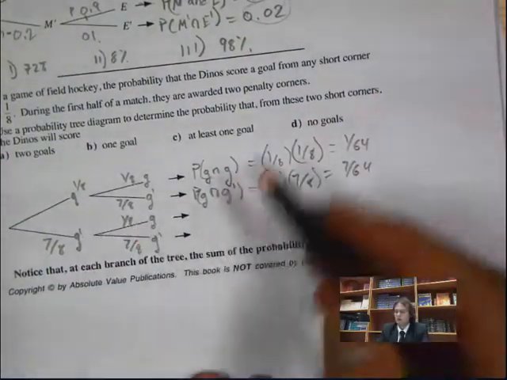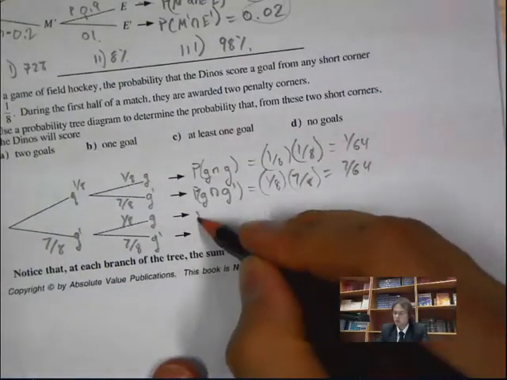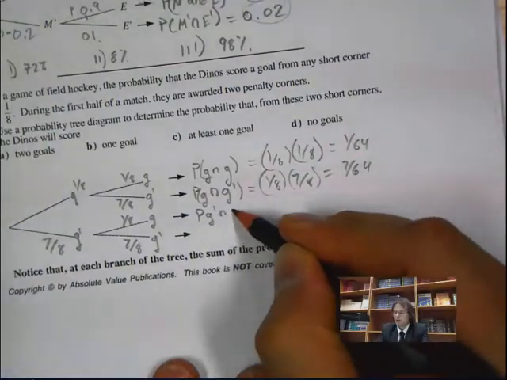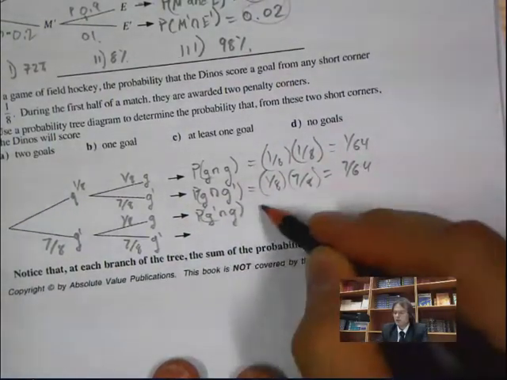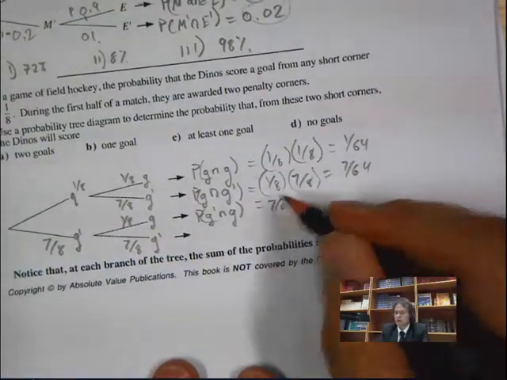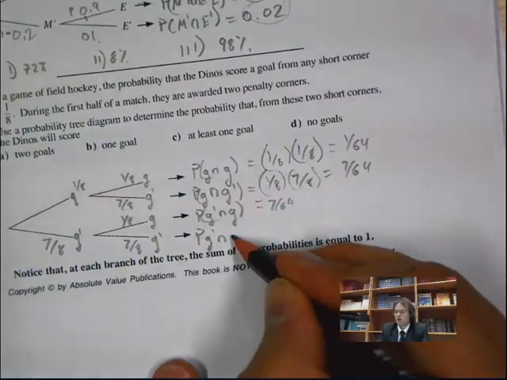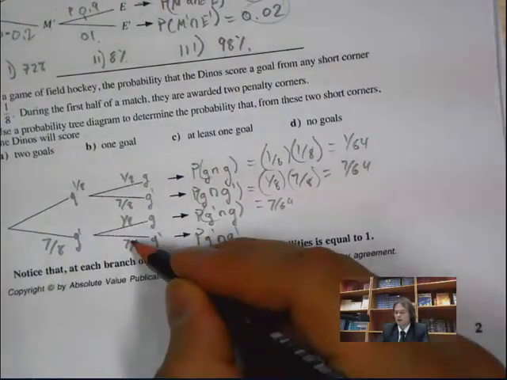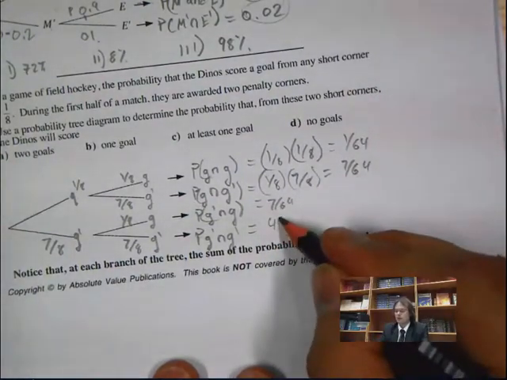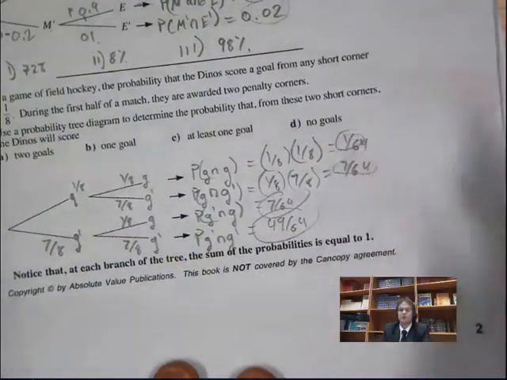And now we're going to do one more. Probability of 1 goal. So probability of a not a goal and a goal is actually going to be the same as this because it's 7 in 8 and 1 in 8, 7 over 64. And the last one is probability of not a goal and also not a goal, which is 7 in 8 and then 7 in 8, which will give me the probability of 49 over 64. So these are my 3 probabilities.